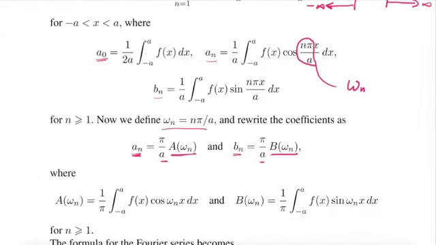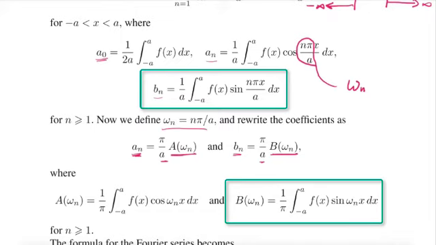Now let's look at the formula for b n. Okay. So we have the integral of f times sine of omega n x, so this matches already. And the factor in front, for the b n it is 1 over a, and for the capital B of omega n it is 1 over pi. And so this is exactly the transformation factor pi over a, which we have included there. Okay, so these are the same formulas.